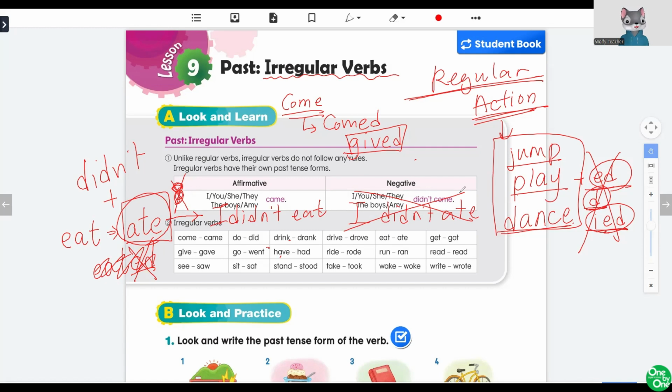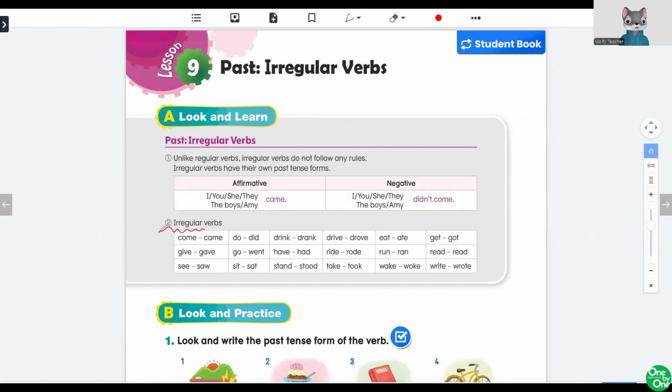So let's go over the table at the bottom over here. These are the irregular verbs. 이게 바로 irregular verbs인데 얘네들은 외워야 돼. Come changes to came in the past. Do changes to did. Drink changes to drank. Drive changes to drove.